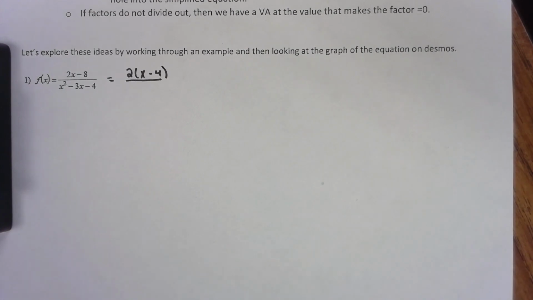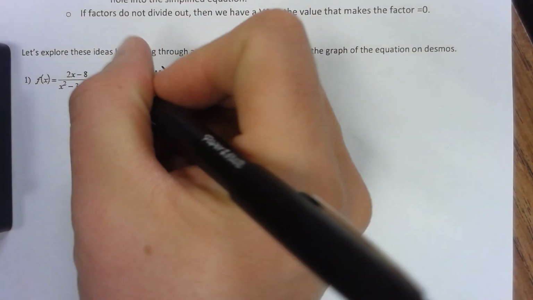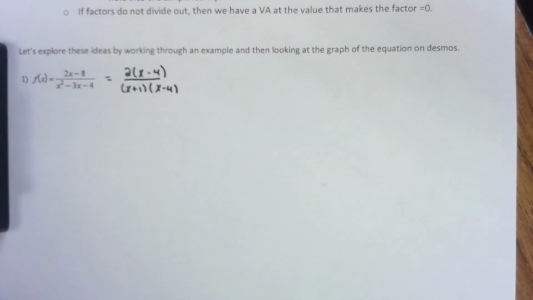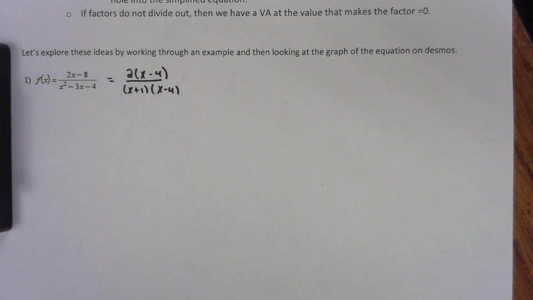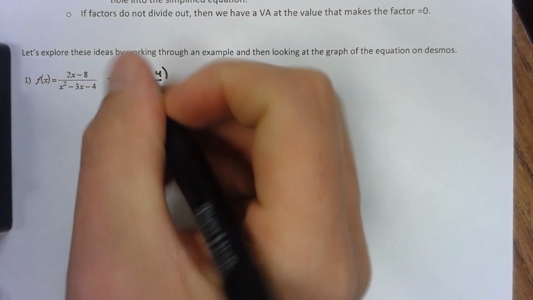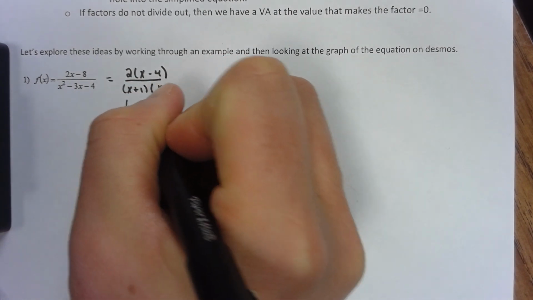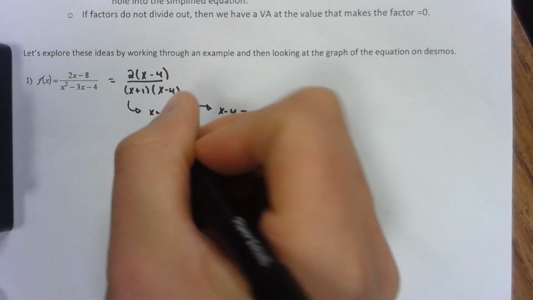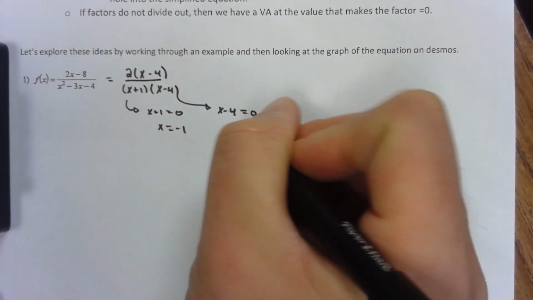In the denominator, I'm thinking of two numbers that add to negative 3 and multiply to negative 4. That would be negative 4 and positive 1. So this factors to x plus 1 and x minus 4. Now, before we start dividing things out, and this is something that a lot of you made mistakes with on the quiz, we need to identify the discontinuities in the domain right now, okay, not after we simplify. So our discontinuities are going to come from this x plus 1 and me setting that equal to 0, and this x minus 4 and setting that equal to 0. So I get x equals negative 1 and x equals 4.